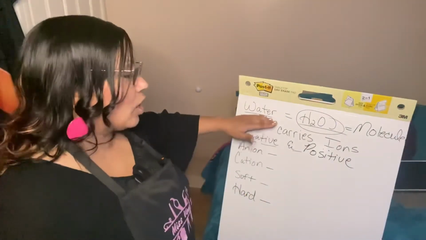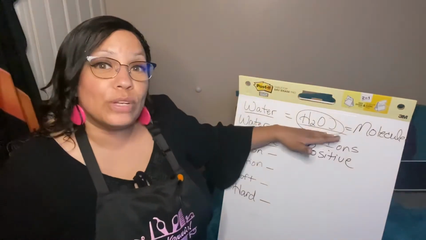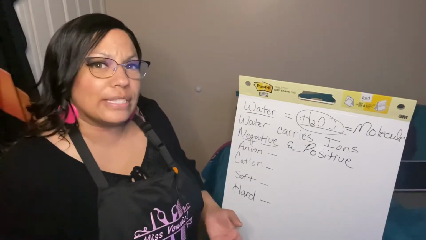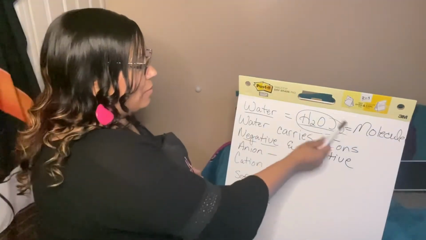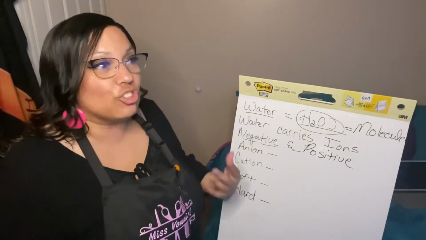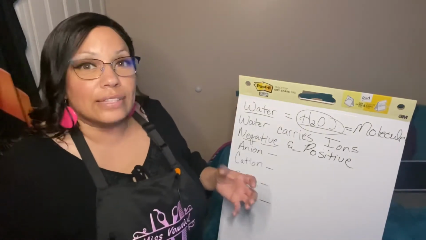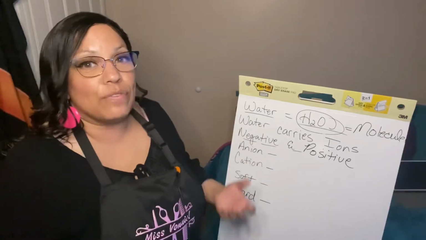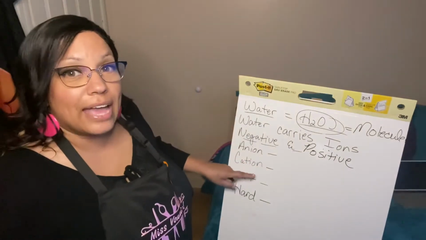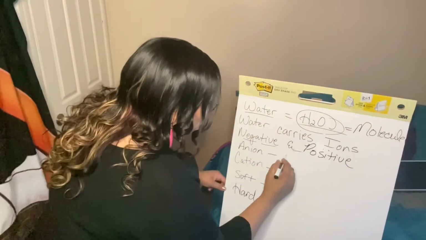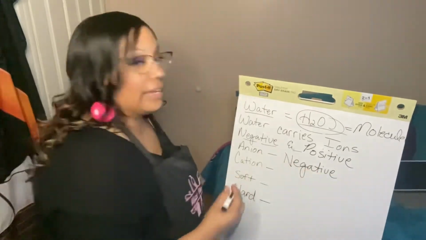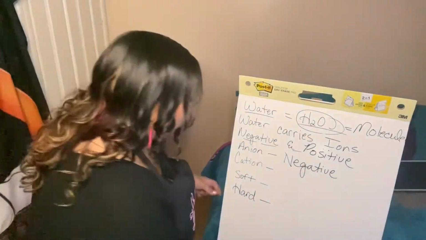So water is also known as H2O, which is the water molecule. And we're not going to get started on molecules just yet, but this is just the beginning here. Water carries what's called ions. It carries charges, and these ions carry these charges, negative and positive. So you have anion and cation. Anion is your negative, and cation is your positive.